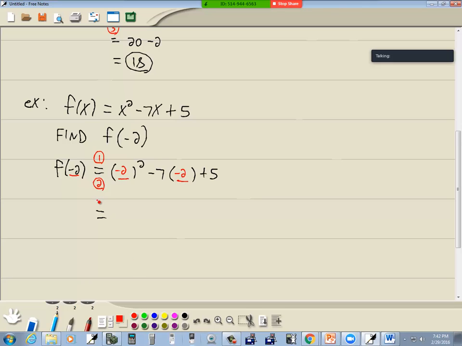And then step 3, we want to simplify. So we go to order of operations. Please, do what's inside the parentheses. Nothing to do inside the parentheses. Excuse, exponents. Well, I have an exponent, negative 2 squared. That gives us a positive 4.